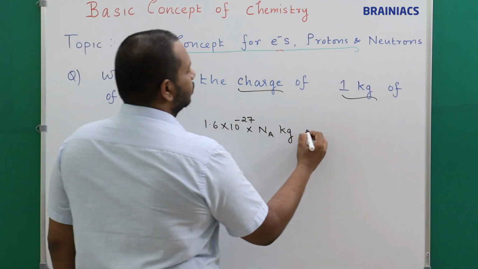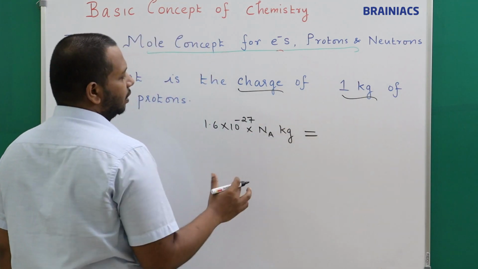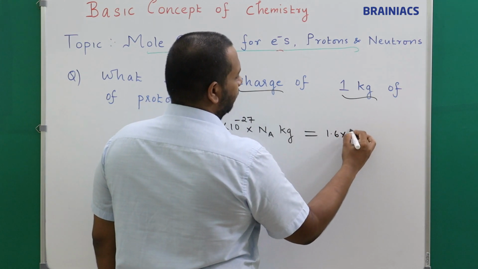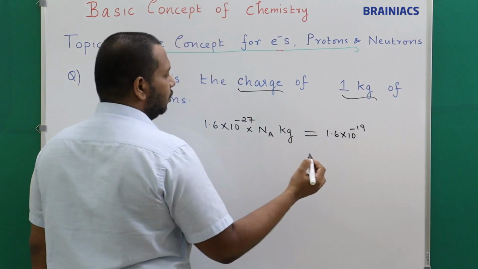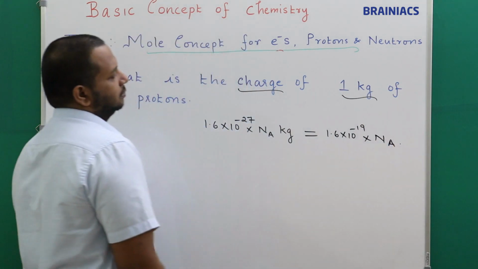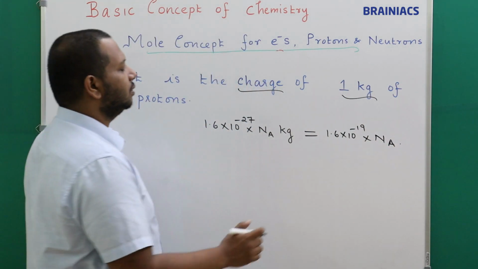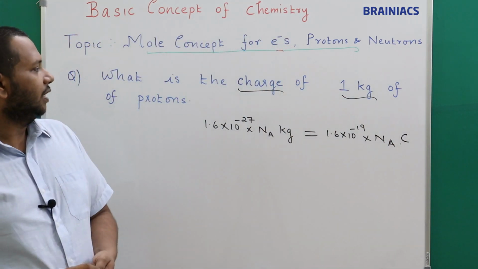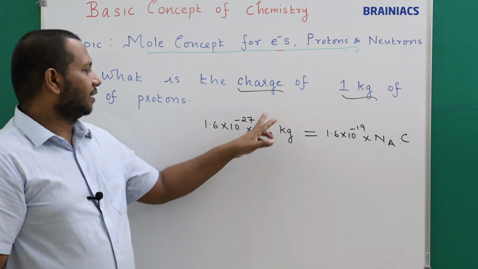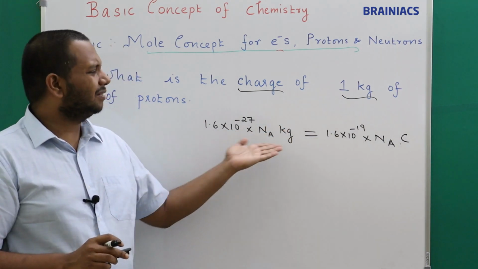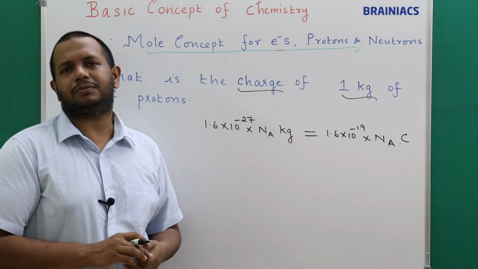This has a charge of, we have learned, what will be the charge? 1.6 into 10 power minus 19 into Avogadro number of Coulomb. So this is the fundamental formula. Now many students will ask, sir, can we cancel this and do it? No issues, you will get the correct answer. But learn it like this so that you will not get confused.